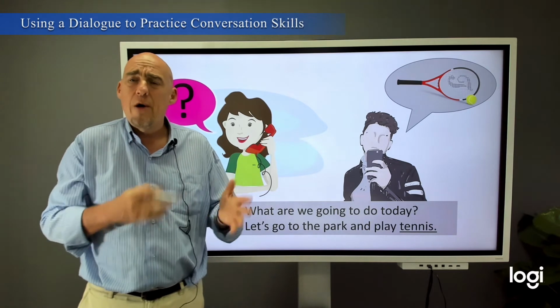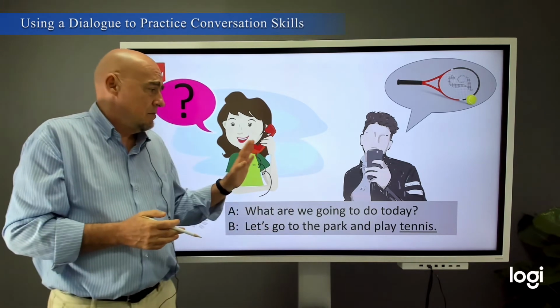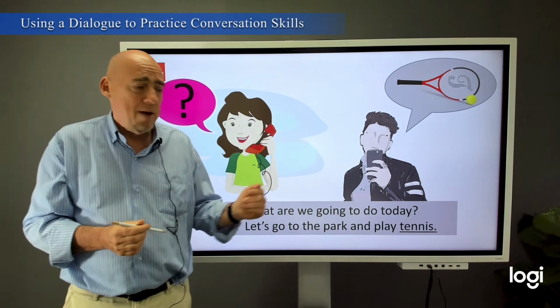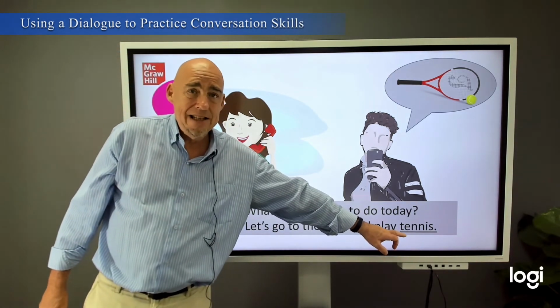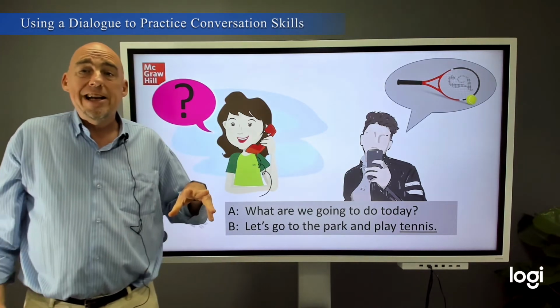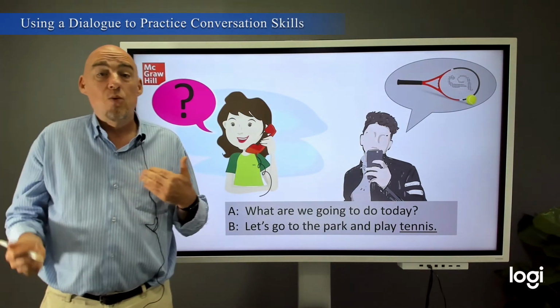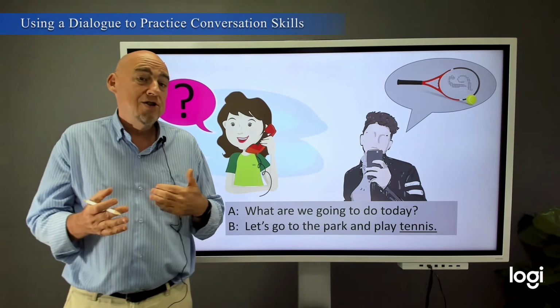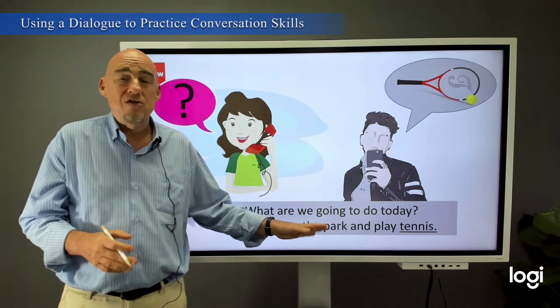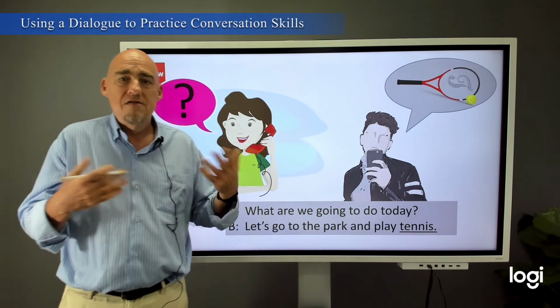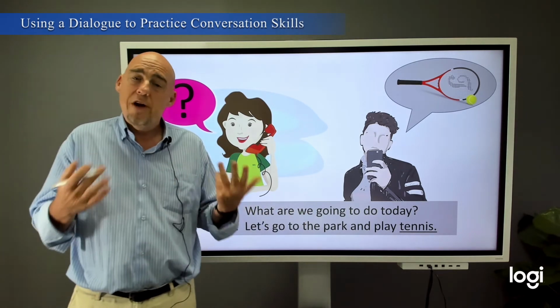However your class functions, maybe I'll just write it on the whiteboard. Now you may notice that this word here is underlined, tennis. The reason that's underlined is this is a word that can be replaced. So later if I do some kind of vocabulary exercise, I can replace tennis with golf or frisbee or football, whatever I like.